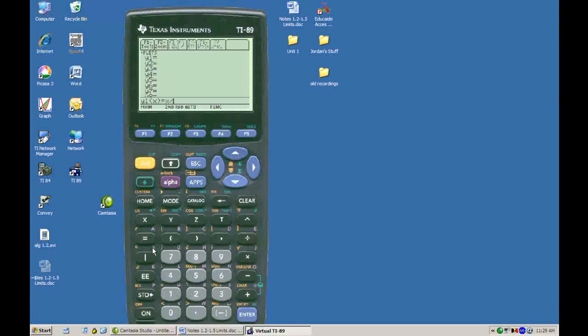The square root button's in a different spot. I always have trouble finding it. Good. It's above the times button. Oh, that works too.